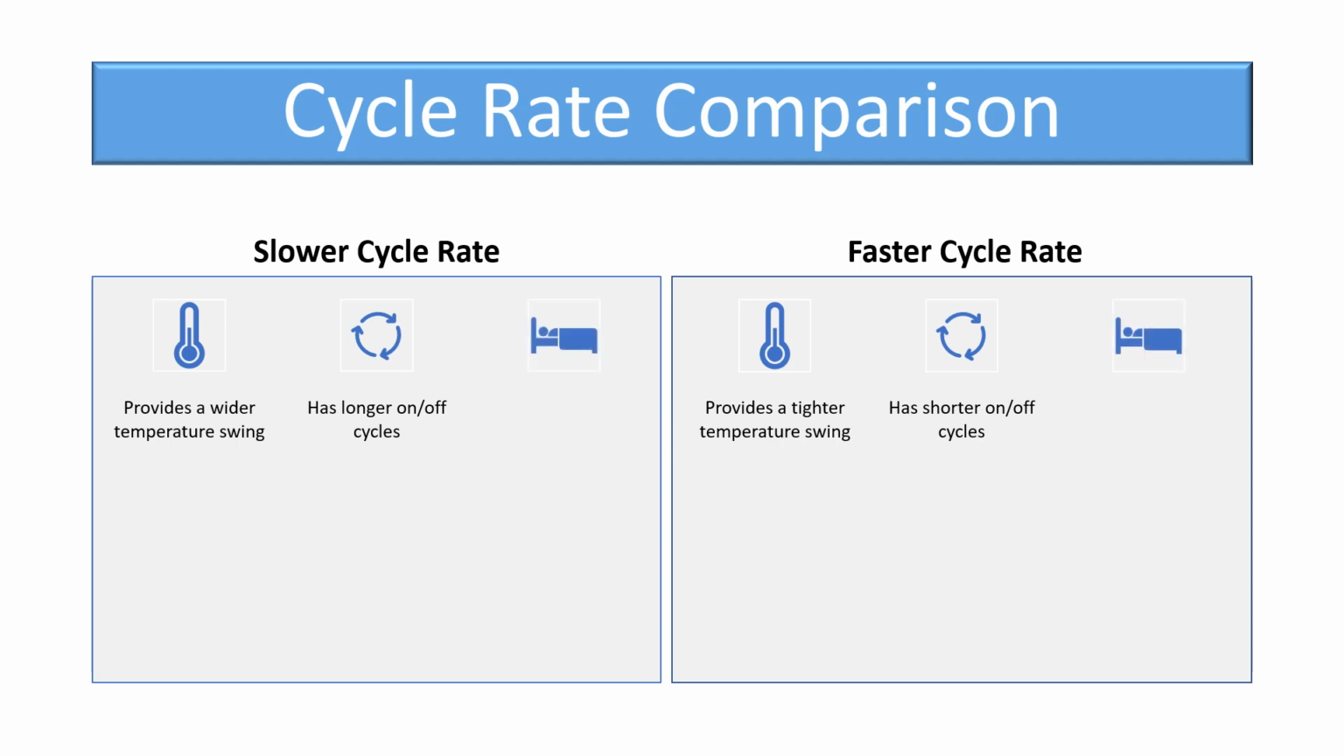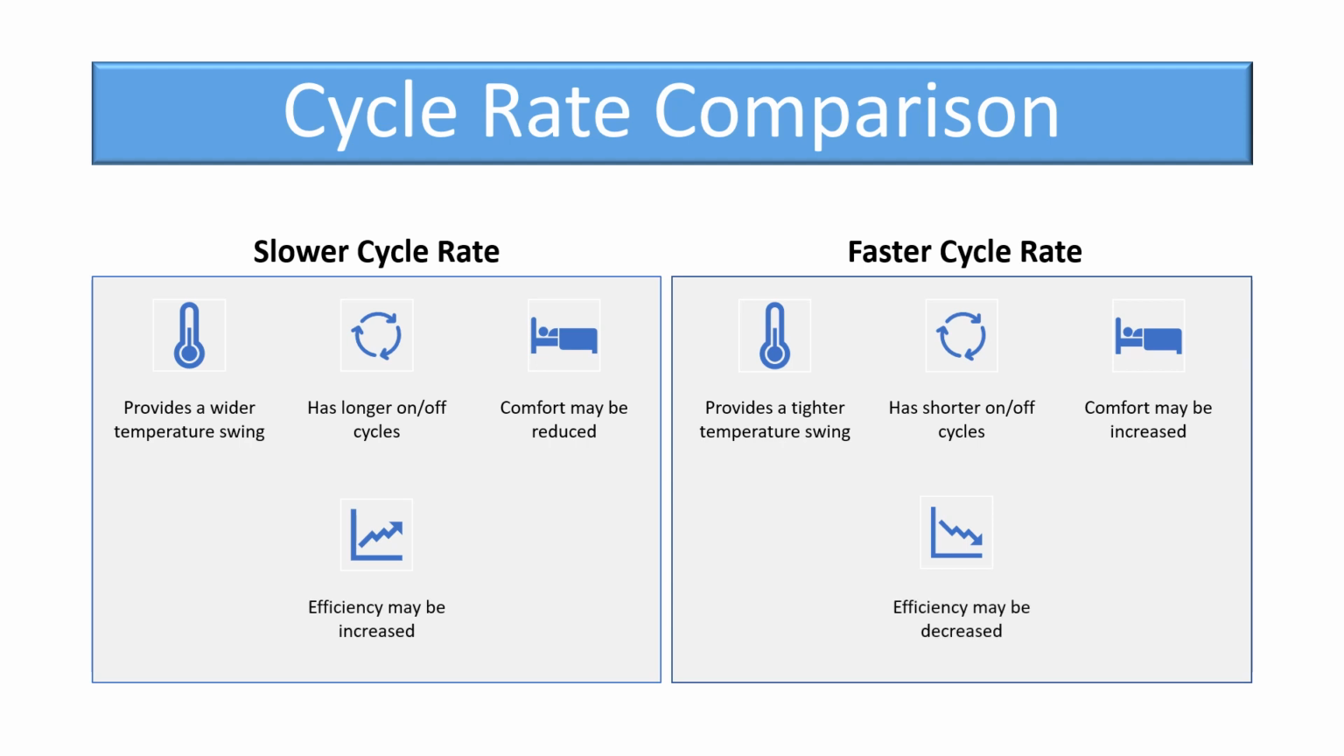What does that mean for comfort? Remember, the human body can pick up on a temperature change of around 2 to 3 degrees Fahrenheit. The slower cycle rate, if selected for the wrong system, can cause reduced comfort due to longer on-off cycles and wider temperature swings. Where the faster cycle rate, if selected for the wrong system, can cause shorter cycling of the equipment, creating loss in efficiency. Selecting the correct cycle rate for the system being installed is a very important step that every installer and service technician should be aware of.